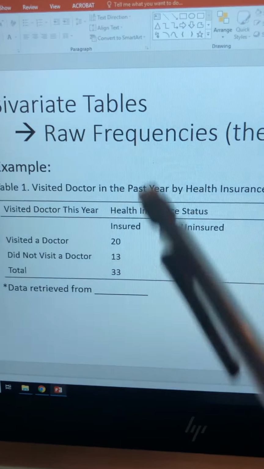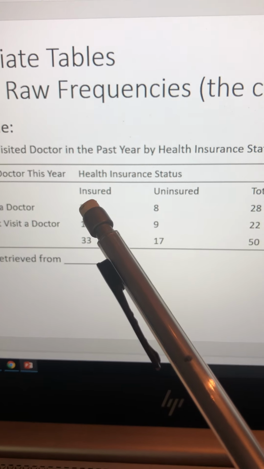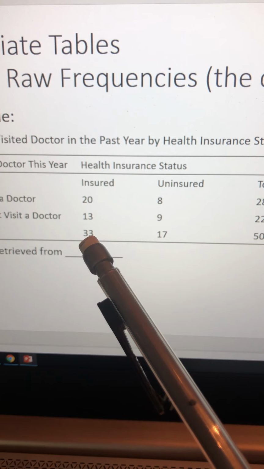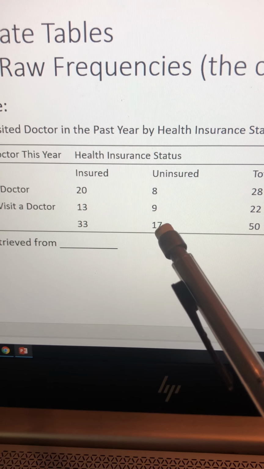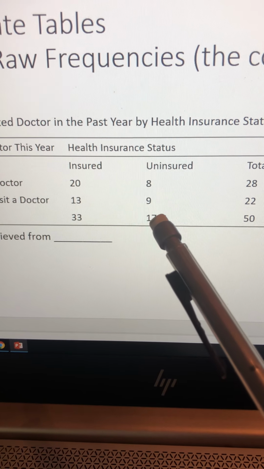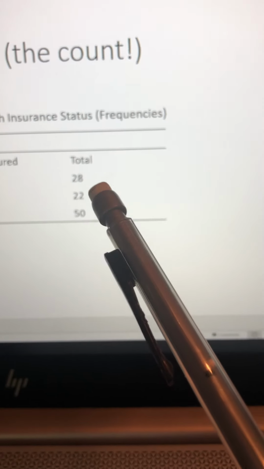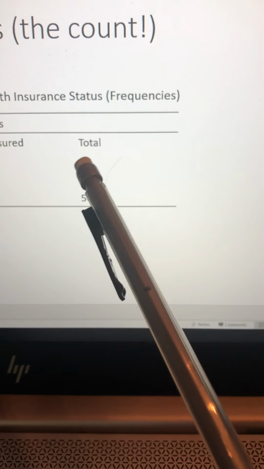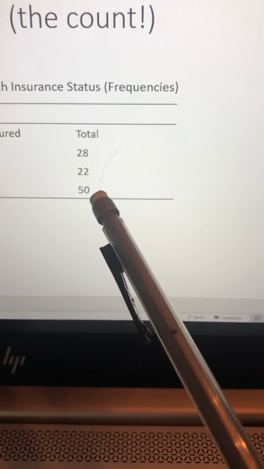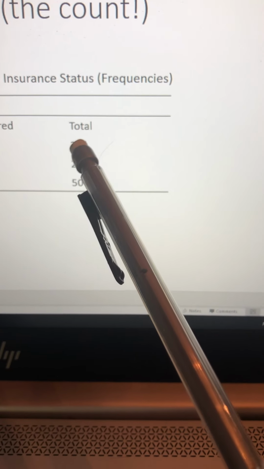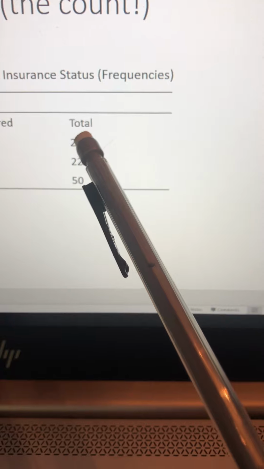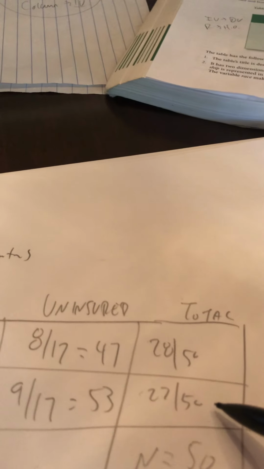So if you can't tell, your numerator is always going to come from your cell. Your denominator is going to come from the marginal. Numerator, denominator, numerator, denominator. And then for the marginals themselves, we're going to take the marginal and divide it by the total number, right? All this tells us is the frequency of one variable. 28 out of 50 people visited a doctor. 22 did not. So then we convert those into percentages and we get about 56 and 44.